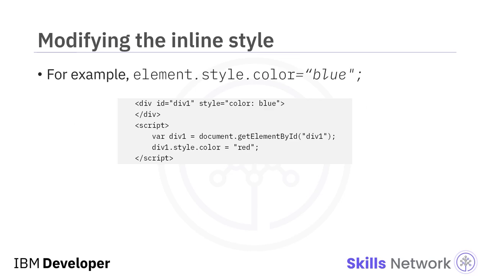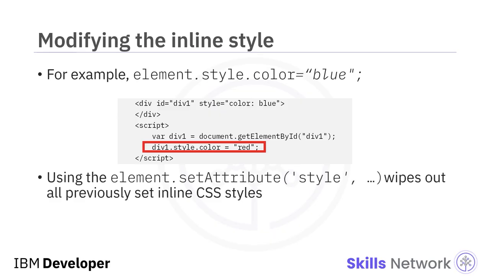For example, if you had an element, div style equals color:blue. Here, the div tag is used to group block elements to format them with a color style. You can change the style of this div tag with the JavaScript statement div.style.color equals red. In contrast, the element.setAttribute style wipes out all previous set inline CSS styles.